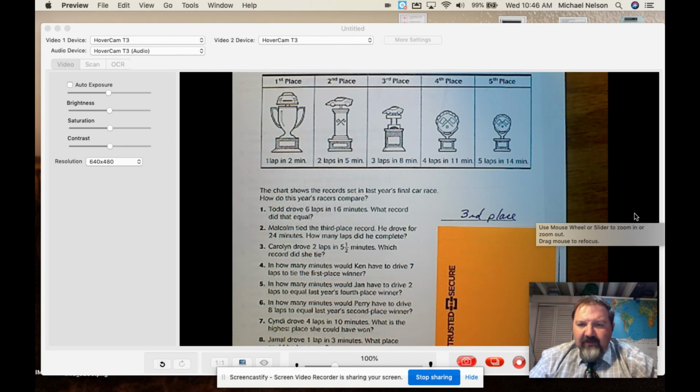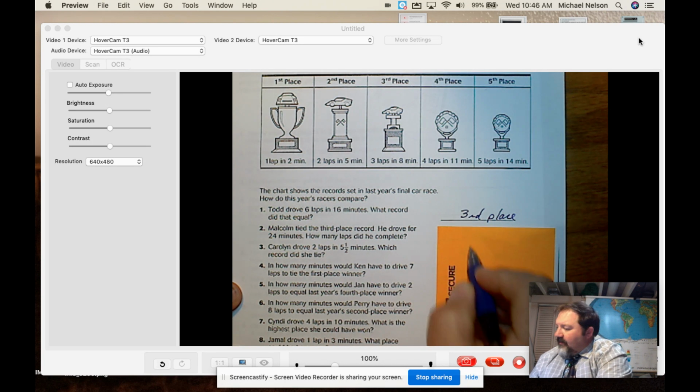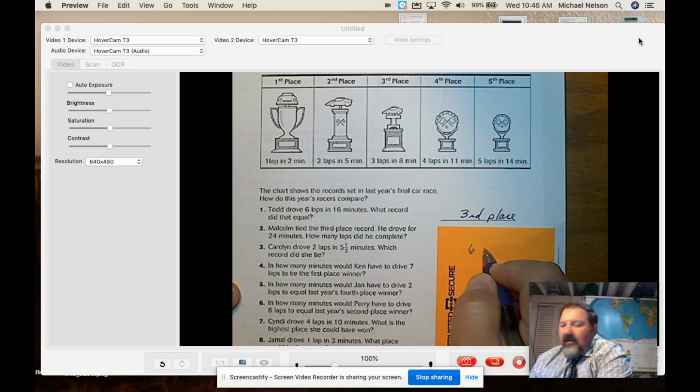All right, so this is yesterday's. I've covered up most of the answers, but we could probably show you those, and you'd be fine. There's a little bit of work to show on these, but most of it's in the setup. And so let's go back to the first one that we did yesterday, which was number one. Todd drove 6 laps in 16 minutes. What record did that equal? Well, when we did that problem, we had to take the 6 laps and set that as a fraction, or at least that's how I'm showing you how to do it, over 16 minutes.